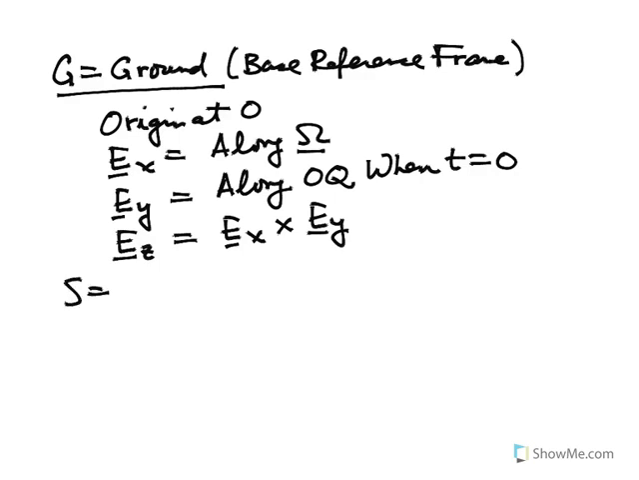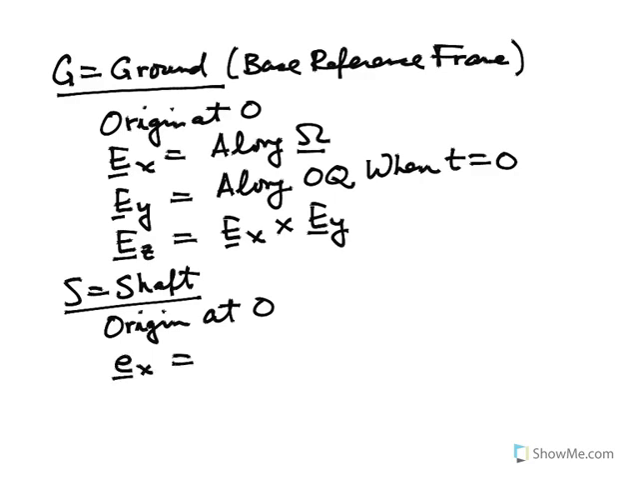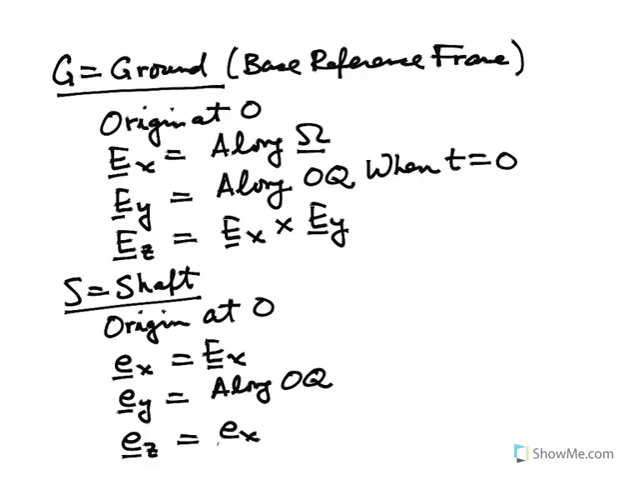So the next frame is going to equal the shaft, and now I'm going to put the origin of the coordinate system fixed in this reference frame at point O, because point O is also fixed to the shaft. And then I'm going to label EX to be the same thing as big EX, which is along omega. I'm going to label EY to be along OQ. Notice it's not OQ when t equals 0, it's actually OQ, because that direction is fixed to the shaft. And then EZ is going to equal EX crossed with EY.